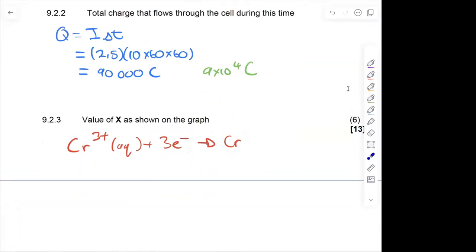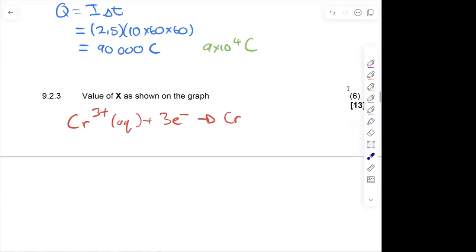Once I know how many moles of chromium were deposited, I'm going to take that and convert it into the mass in grams, and that'll give me X. Hope that makes sense. Let's quickly go figure that out. The first thing I need to do is find my number of electrons, so let's call that a capital N.